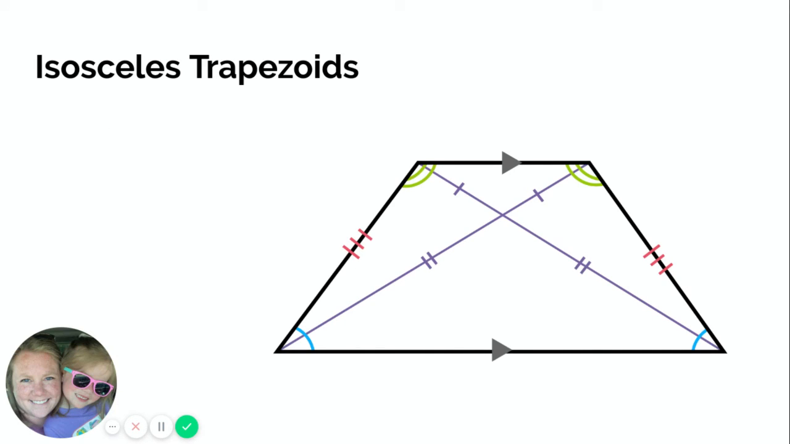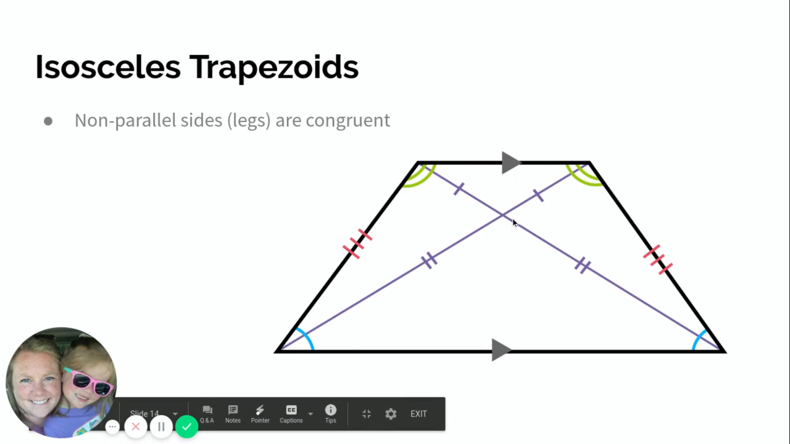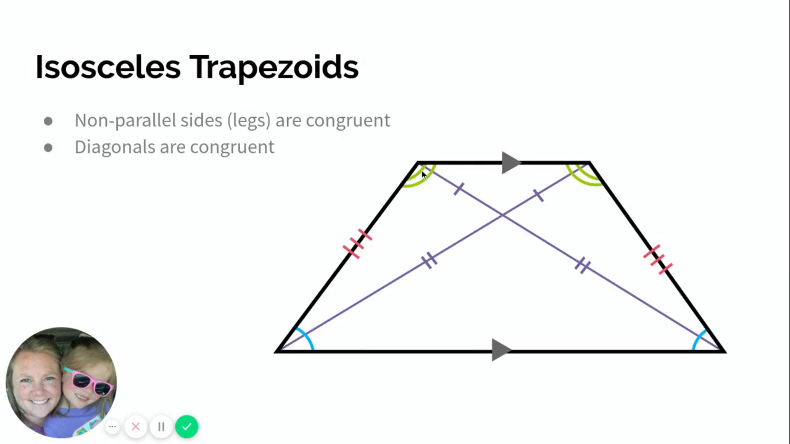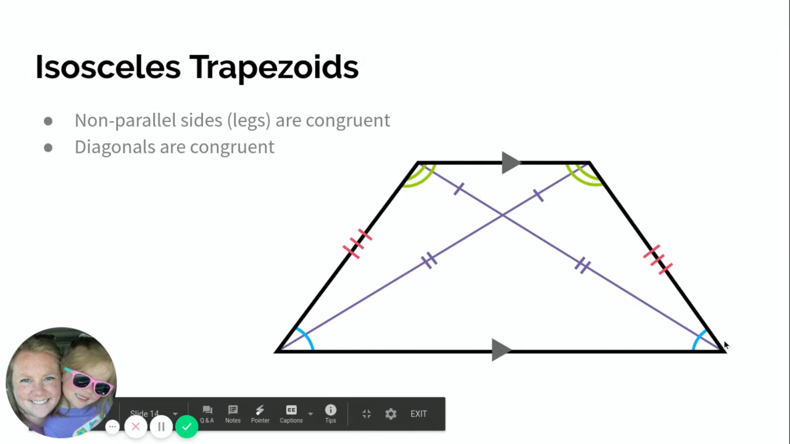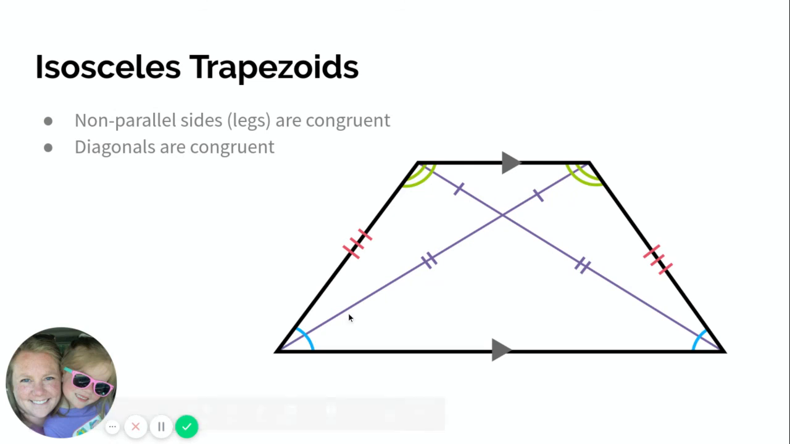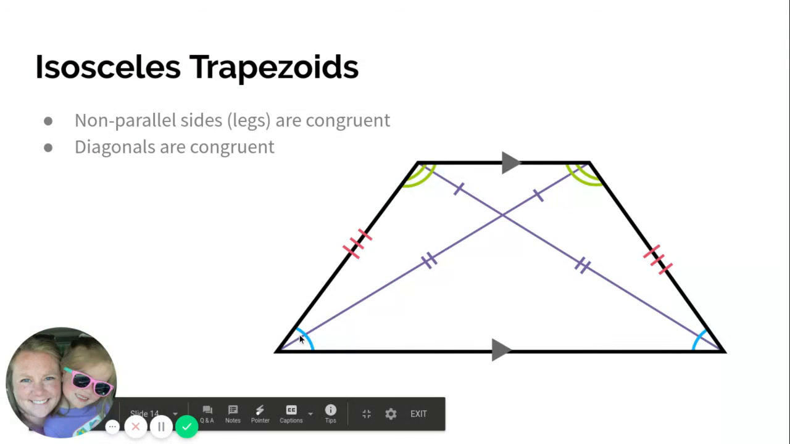In an isosceles trapezoid, the sides that are not parallel, the ones that are called legs, here's the big difference. Those are congruent. So if this one was 8 inches, then this one's going to be 8 inches as well. And you see that my two bases are still parallel to each other. Diagonals are congruent. So from this corner to this one, and this corner to this one, those two diagonals are congruent to each other.